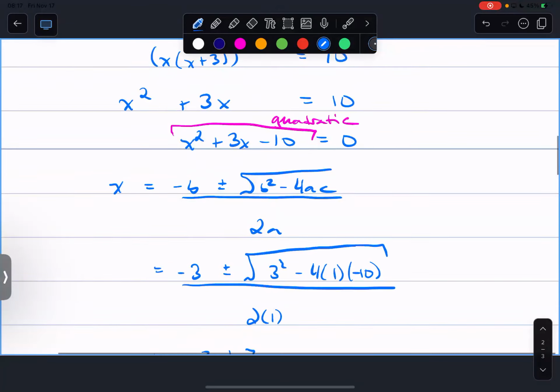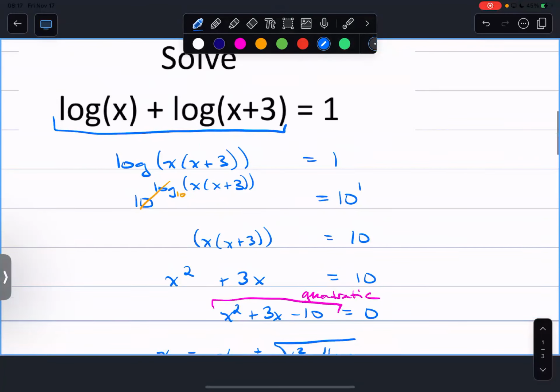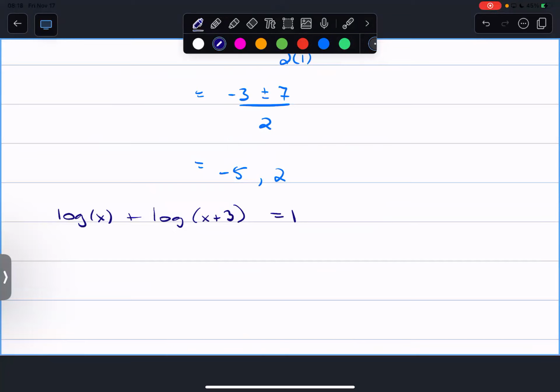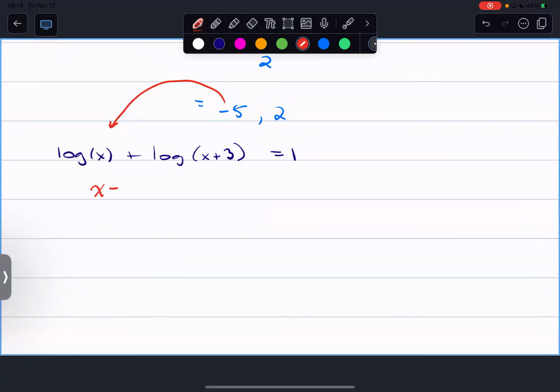Let's see here. Let's put these into the log of x plus the log of x plus 3 is equal to 1. And if we take -5 in here, x can't be -5. We check, x can be 2. So therefore, x equals 2 is the solution. Okay.